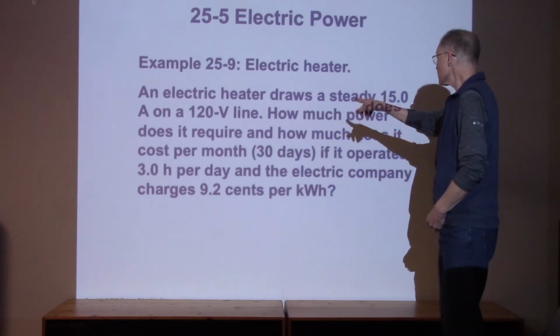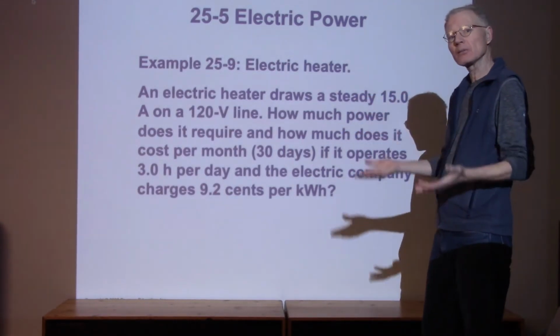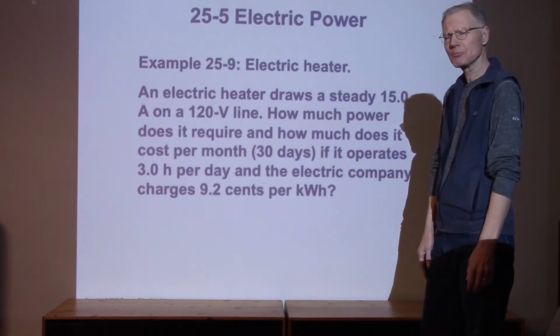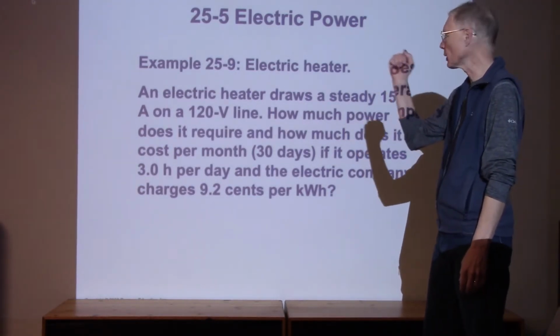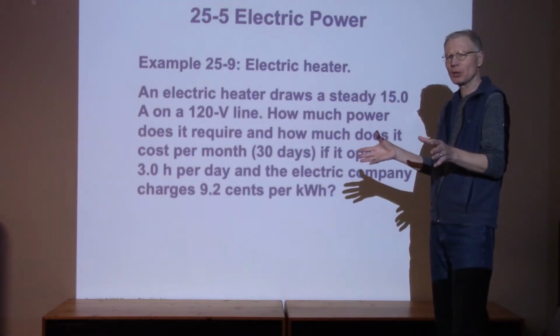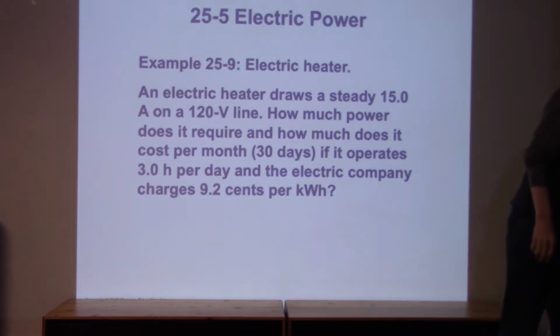So this is a lot of power. This is like an electric heater. Something else that takes a lot of energy is a hair dryer, right? You get those hair dryers to blow dry your hair. You look on those packages and they're like 1700 watts or something. Anyway, let's take a look at this example.